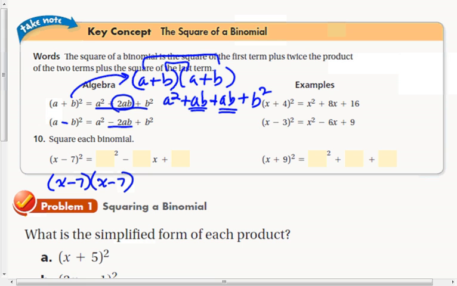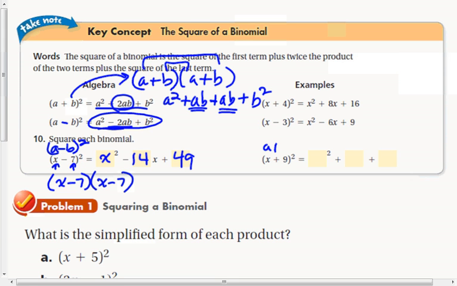But basically what we'd be saying here is x is our a in this one. So think of this as a minus b squared. And that equals a squared minus 2ab, but x is a, so we're going to put x squared. And 7 is b, so we're going to do 2 times x times 7. 2 times 7 is 14 times x is 14x, and plus 49.